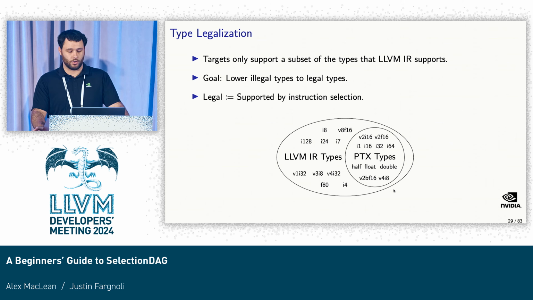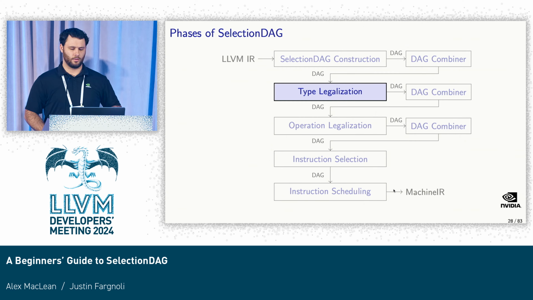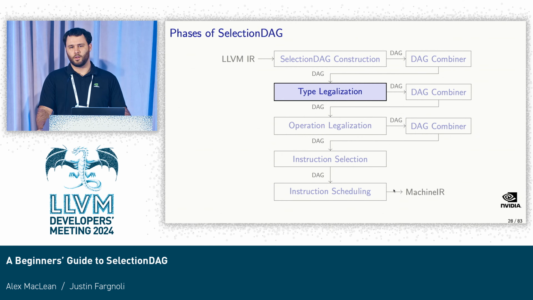During type legalization, we need to lower the illegal types to legal types. But what does legal mean? If we go back a slide, you can see that we perform legalization before instruction selection. When we say that a type or operation is legal, all we're saying is that our code in instruction selection can handle it.